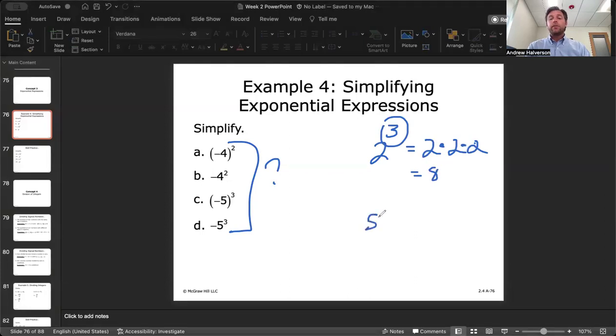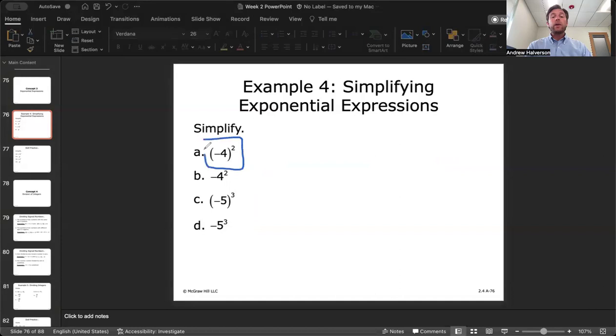If I do 5 to the 4th, that means I want 4 copies of the 5. I want 5 times 5 times 5 times 5. And if I were to do the multiplication altogether, I would get 625. Make sure you check my work. But that's what the exponent means, is how many copies of the base are you multiplying with each other. Okay, so with that in mind then, let's turn over to how we handle when there are negatives involved with this.